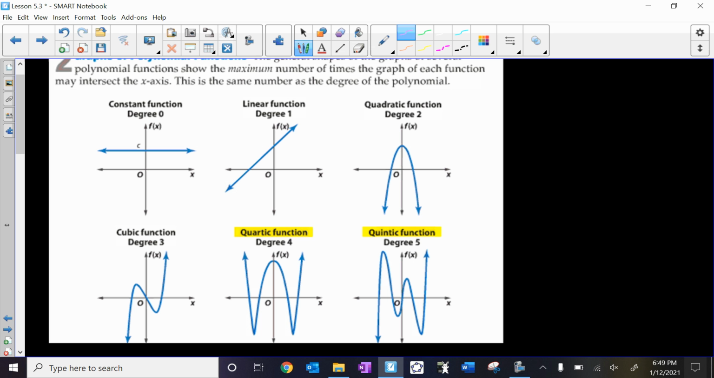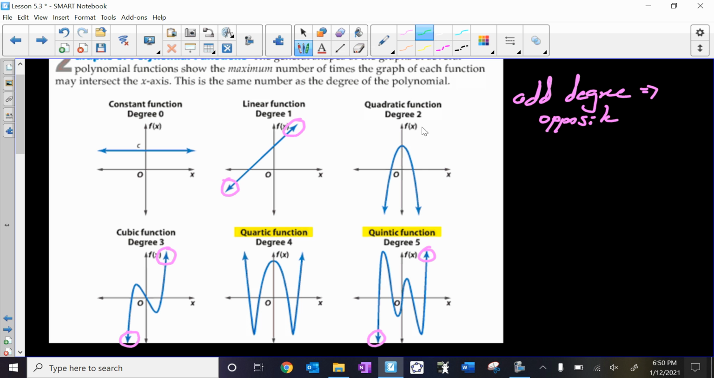When I look at odd degrees, I see that this end is going up and this end is going down. On this one, going up and going down. And I got one more going up and going down. I know I circled those backwards, but the general consensus is that if I have an odd degree function, then their ends are going to finish opposite. One will go up and one will go down.